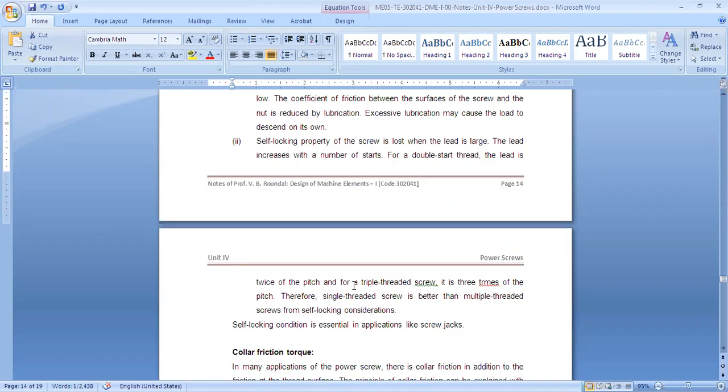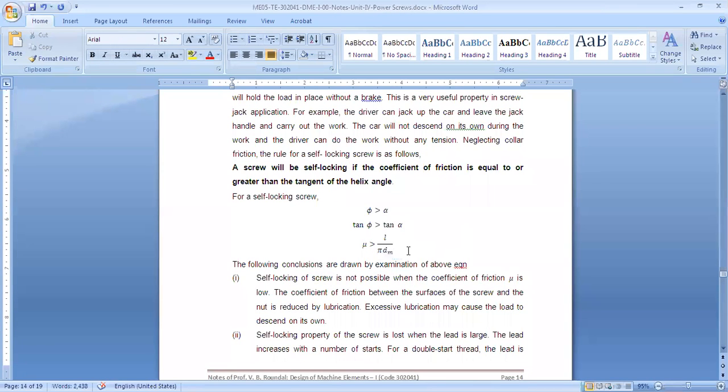Are you getting it? There are two things we need to remember. First, if the lubrication is too much or the friction is very low, the self-locking screw will not work because the right hand side will become very small and this equation will not remain valid. And second, if L is large, that is the lead is large for multi-start threads, this equation will also not remain valid and we will have issues with the self-locking screw.